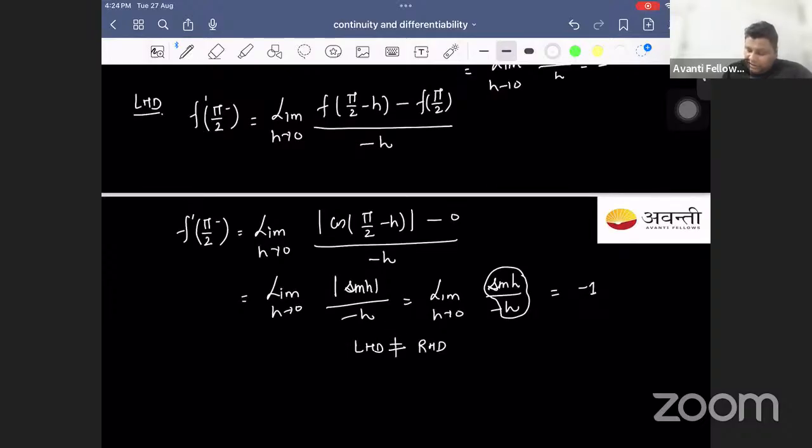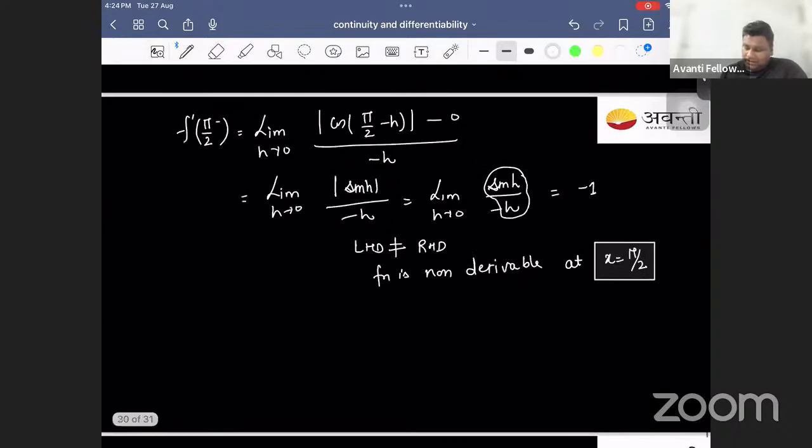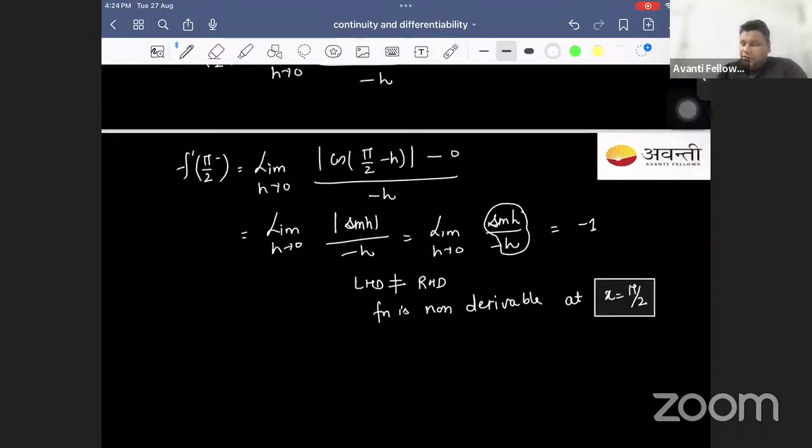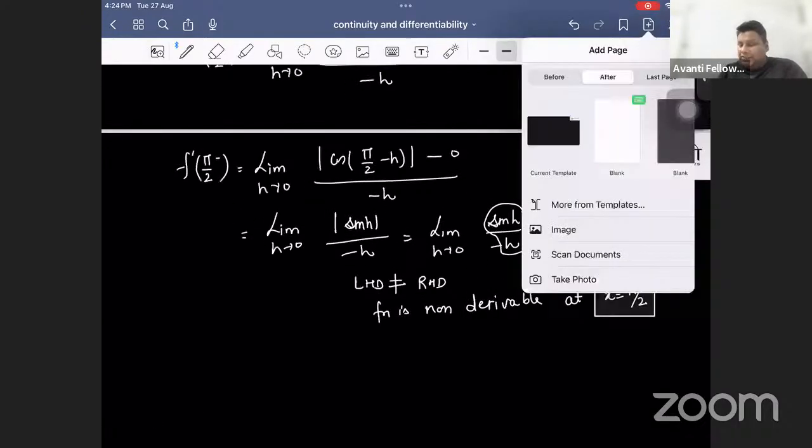So function is non-derivable at x equals to pi by 2. Got it? Function is non-derivable at x equals to pi by 2.